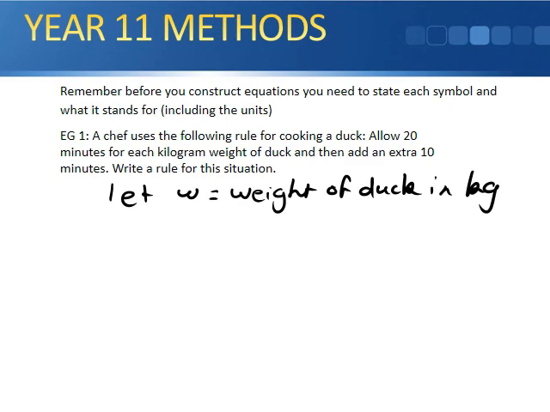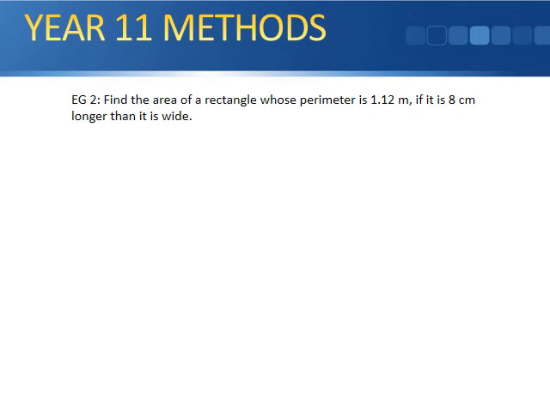So to get a rule here, the cooking time, I'm going to write time, will equal 20 minutes for each kilogram, so 20W, plus an extra 10 minutes, so plus 10. That's how long we can work out that it's going to take to cook this duck.